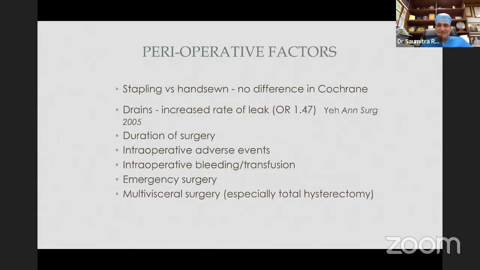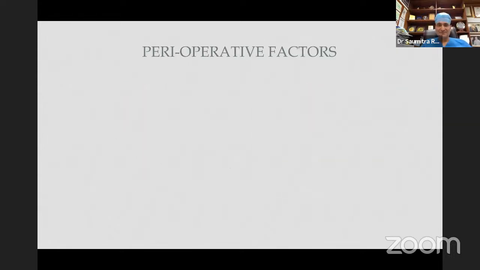Whether you are doing stapling or hand-sewn, there is absolutely no difference. If you are putting a drain, there is a slightly increased risk of leak if you are leaving the drain for long. Duration of surgery, intraoperative adverse events, intraoperative bleeding or blood transfusion, they all increase the anastomotic leak. If you are doing surgery in an emergency situation, if the patient has an obstruction or bleeding, then also there is a higher risk, and multivisceral surgery, as I mentioned before.